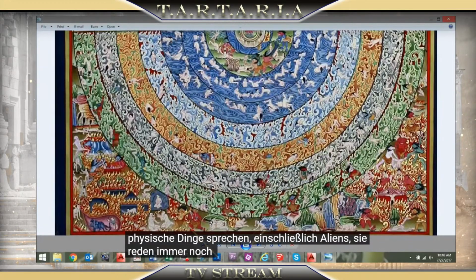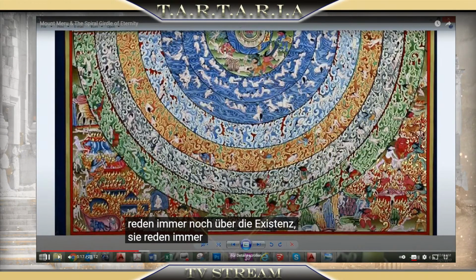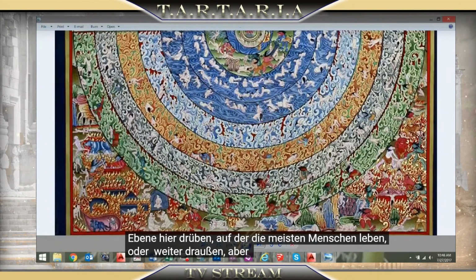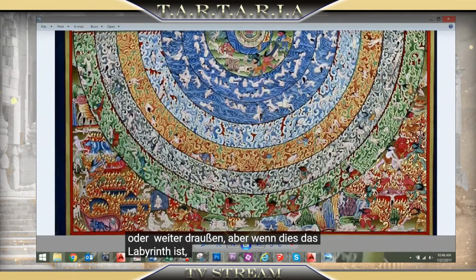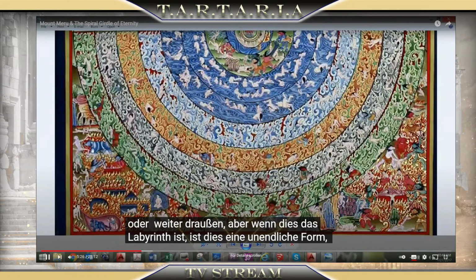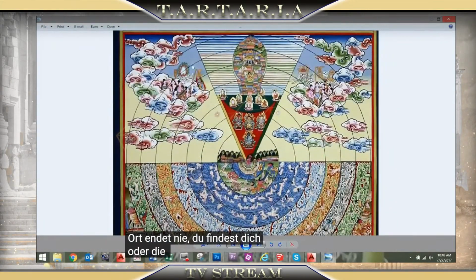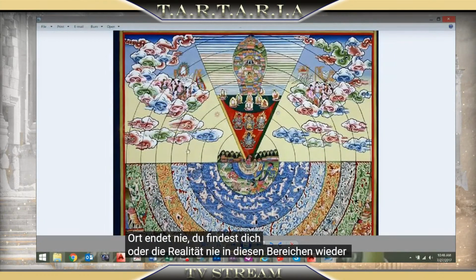They're still always talking about existence. They're still always talking about this level over here where most people live, or more further out. But this is the labyrinth. This is in infinite form. This place never ends. You never find yourself or reality out into these realms.